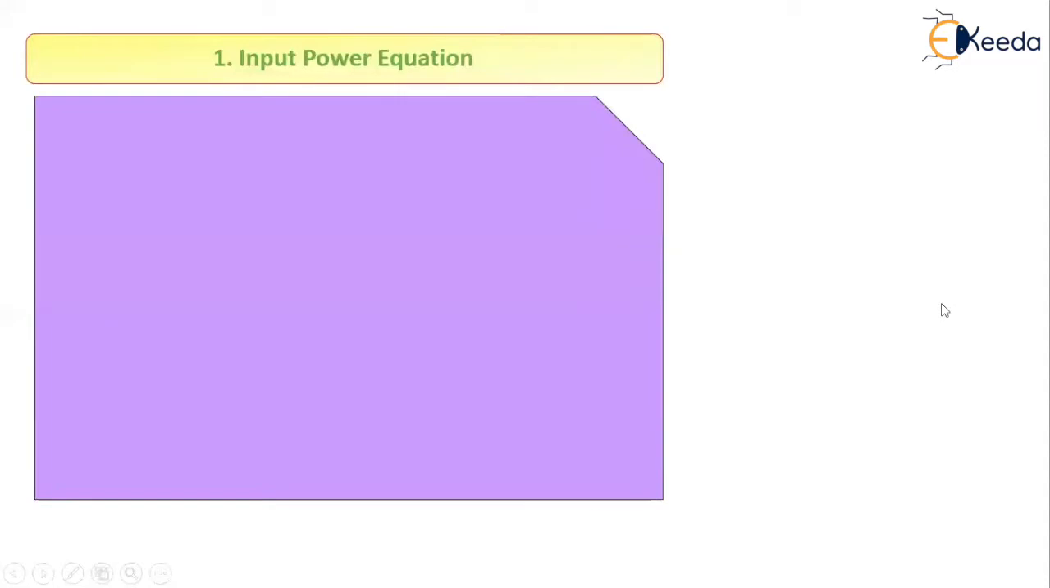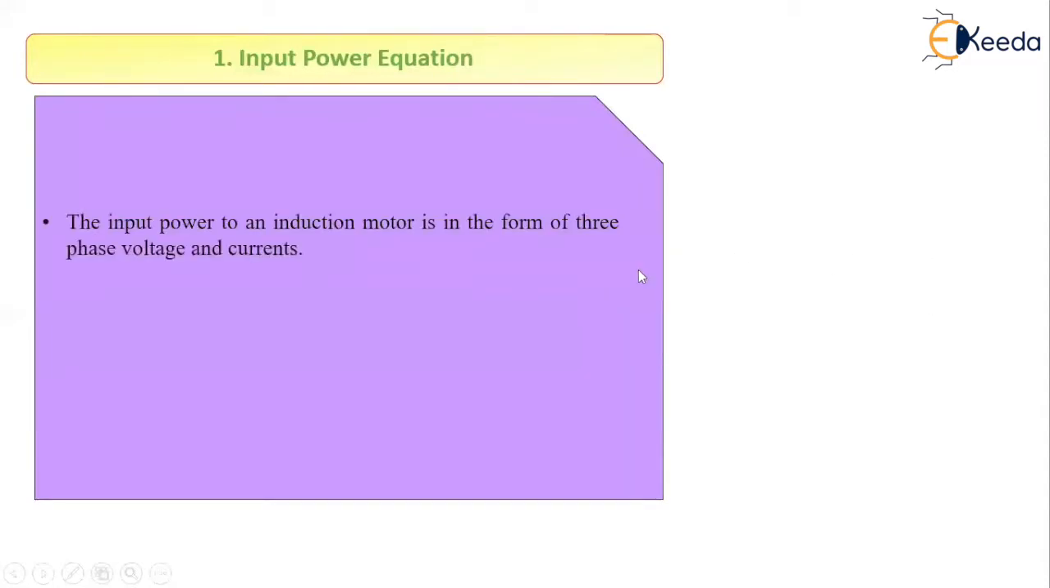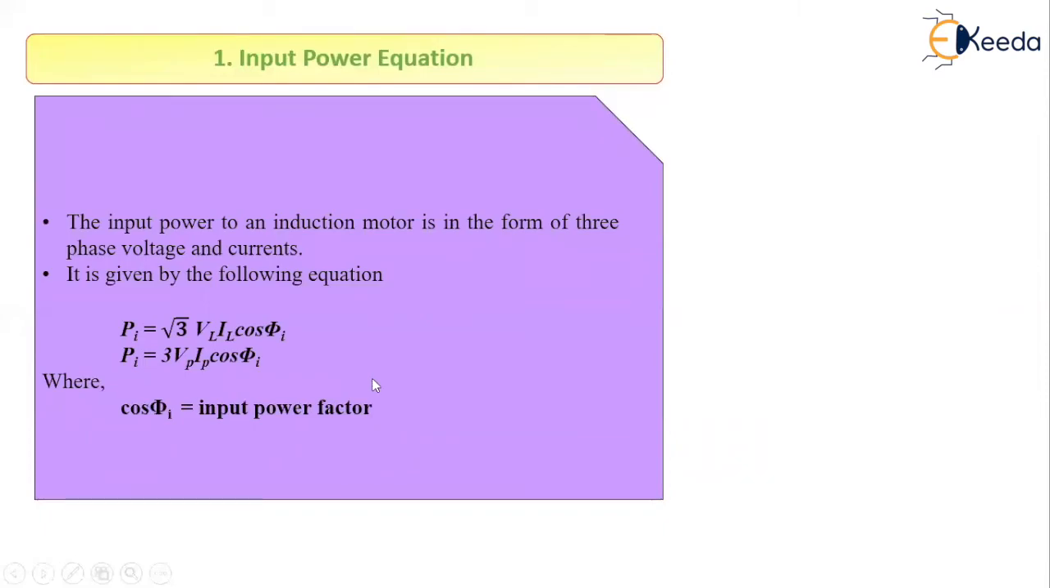Now first of all, let us study the input equation. The input power to an induction motor is formed from the three-phase voltage and current. It is given by the following equation. This we already know. Pi, the input power, is equal to root 3 VL IL cos phi i. Here voltage and current are indicated in line voltage and line current terms. That is converted into phase quantities. So we get Pi is equal to 3 V phase I phase cos phi i. Here cos phi i is nothing but the input power factor.